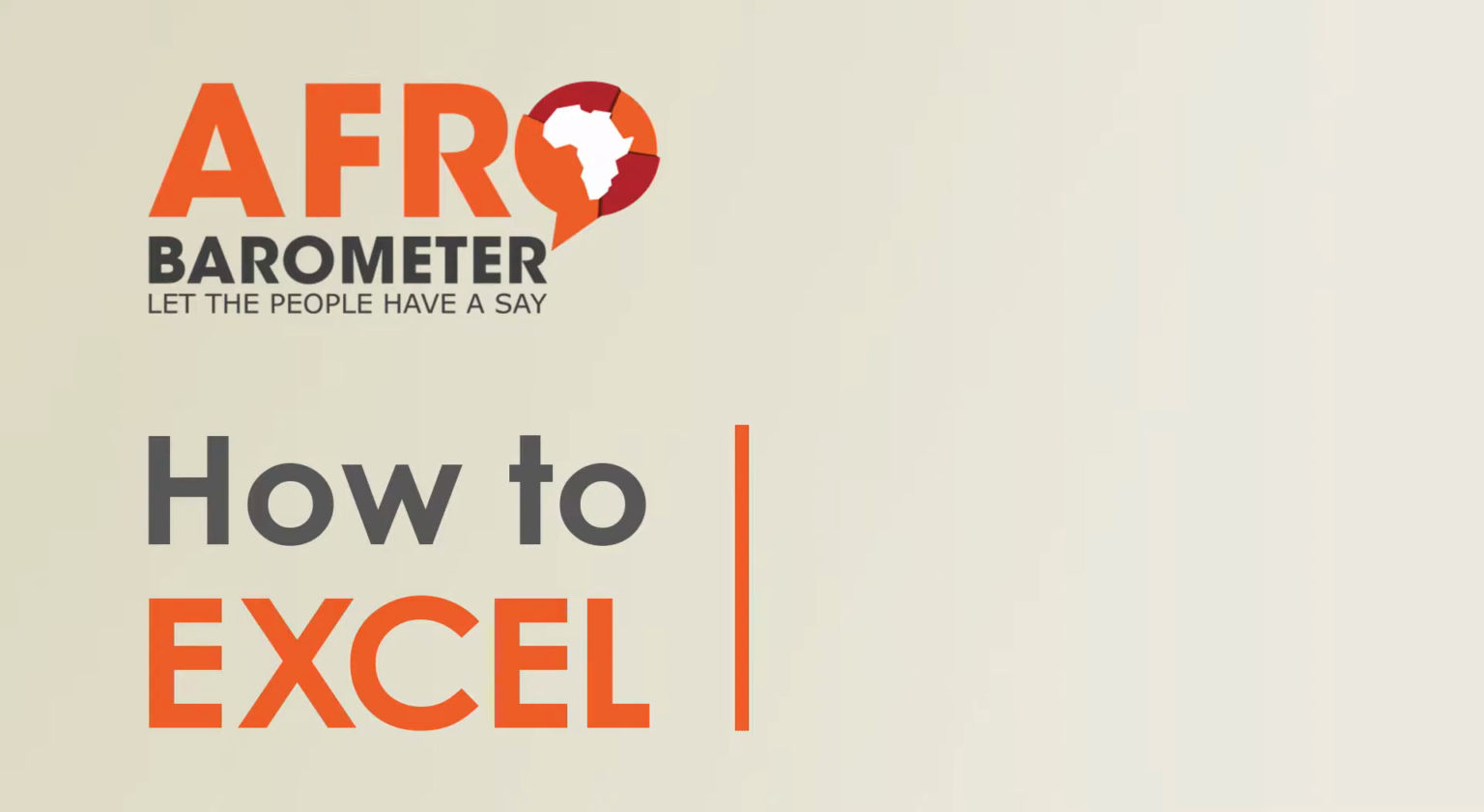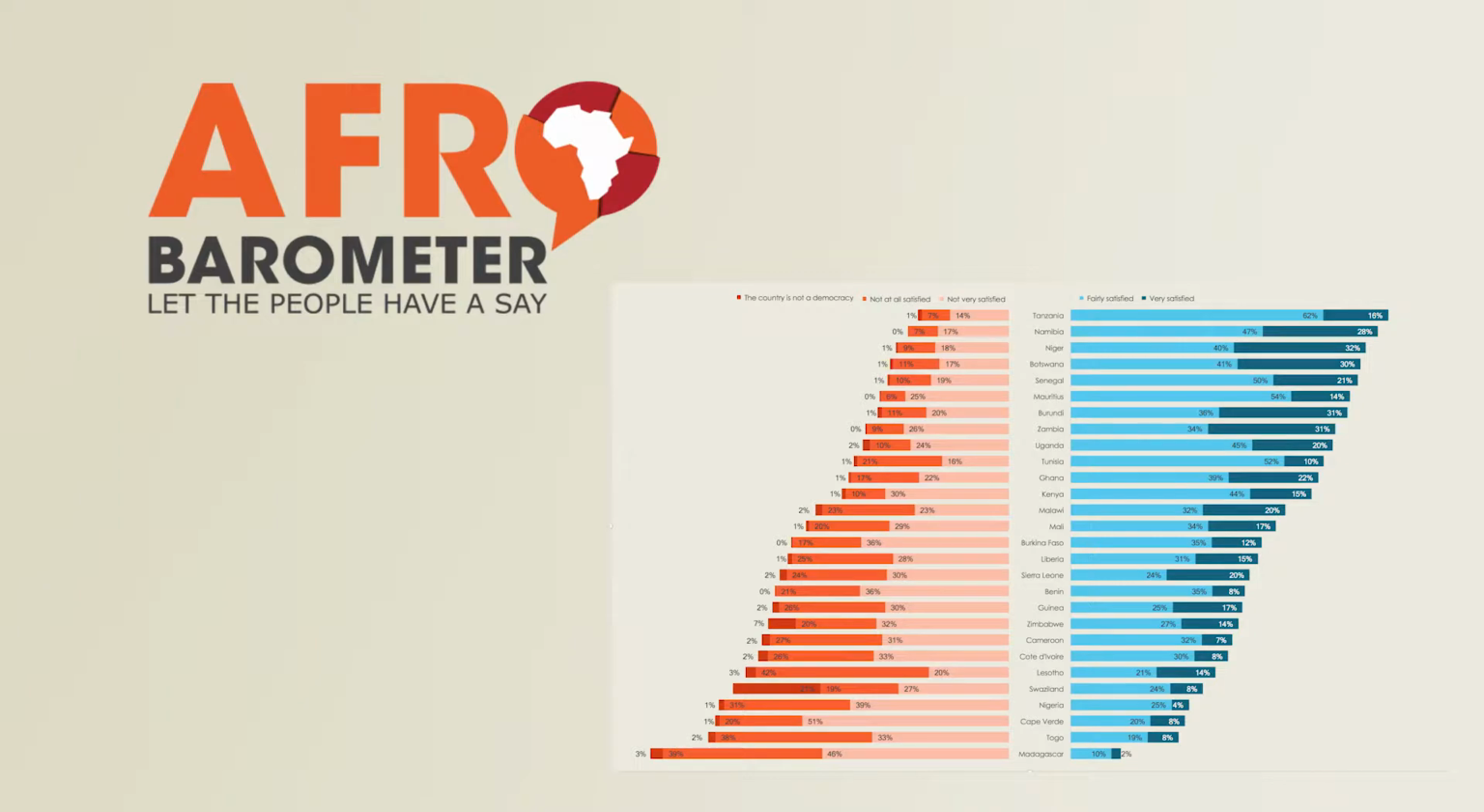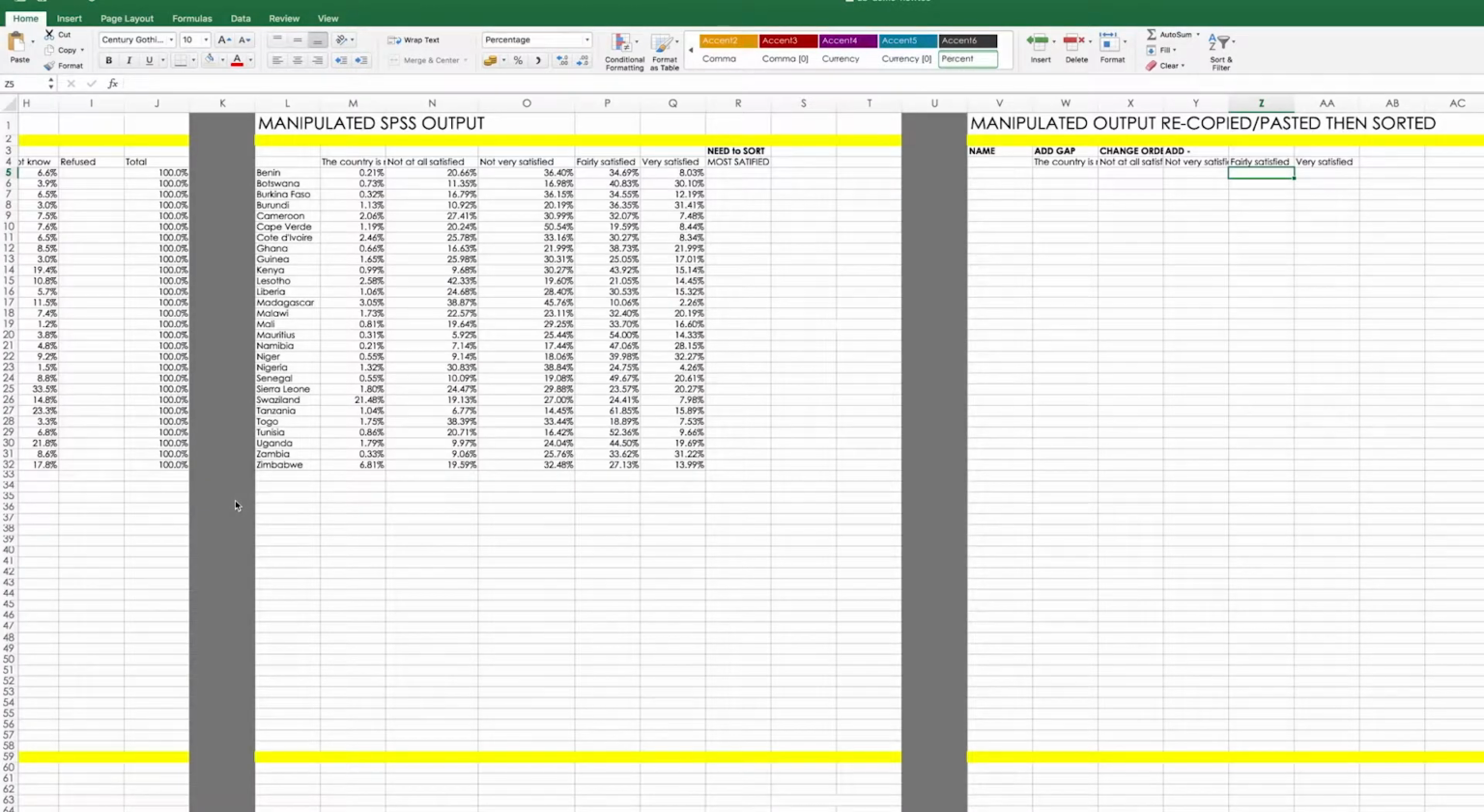In this lesson of How to Excel, we will look at how to create a Likert scale stacked bar chart. Something that hopefully looks a bit like this. In this lesson, we're going to be working with the same data set as the bars and labels lesson, but I'm going to show you how to make that into a diverging Likert scale chart.